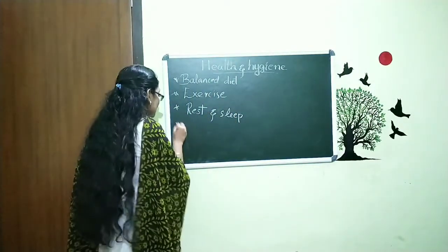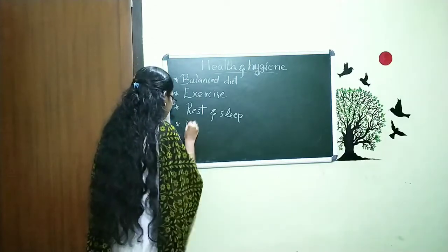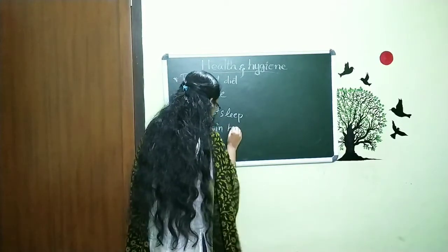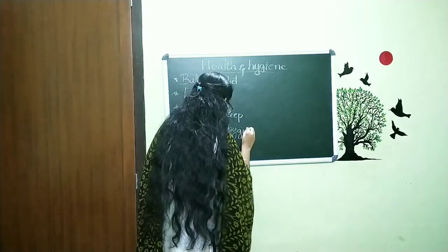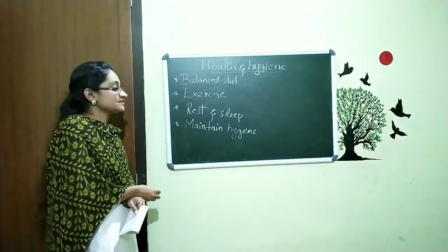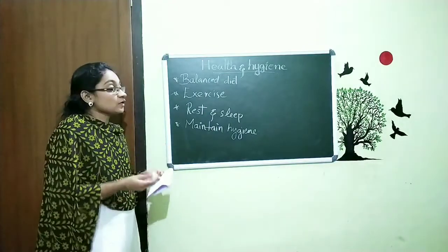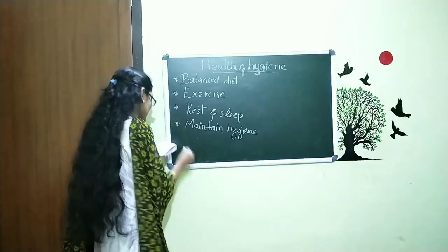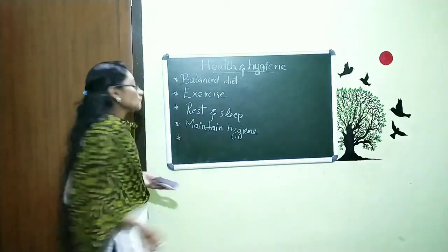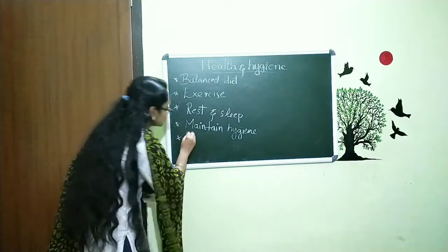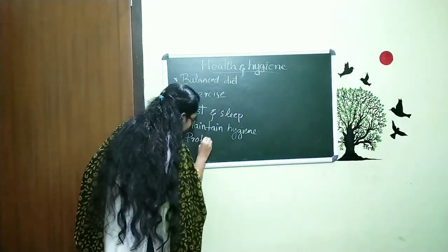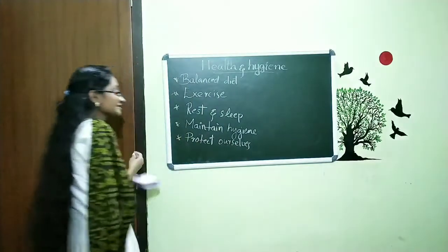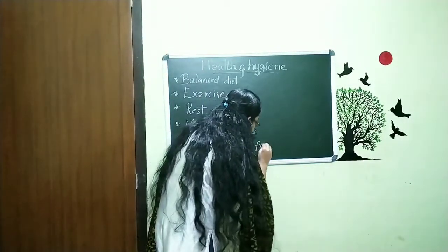The next point is this: we want to maintain hygiene. To be very healthy or calm, we want to maintain hygiene. That is the next point. And the next point is we want to protect ourselves from diseases.